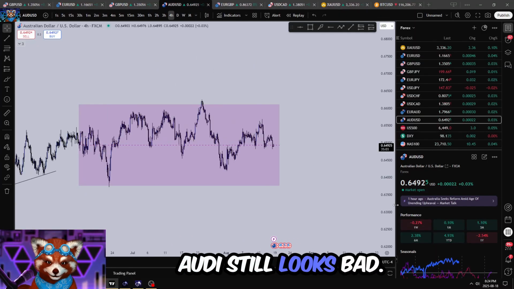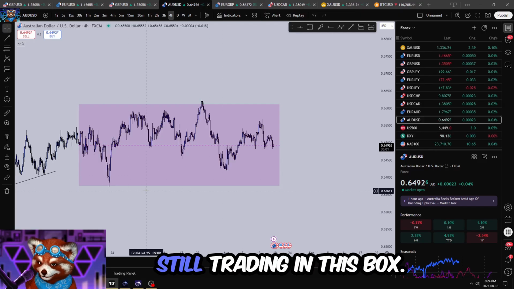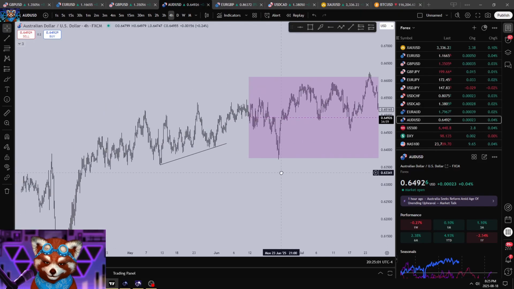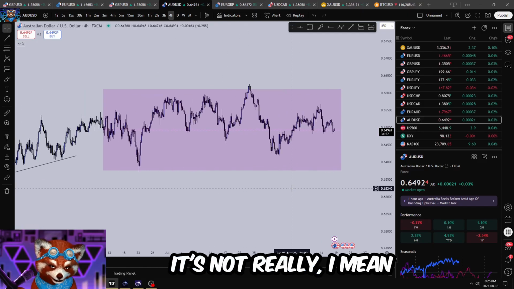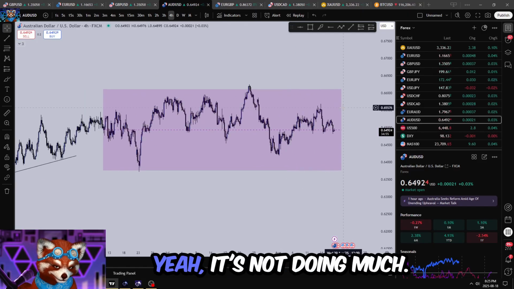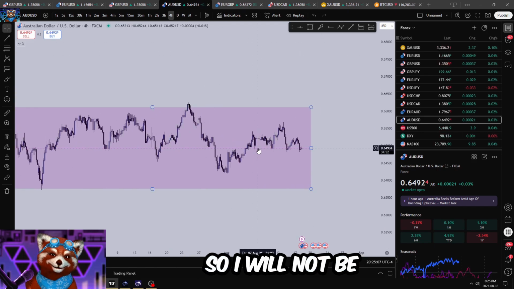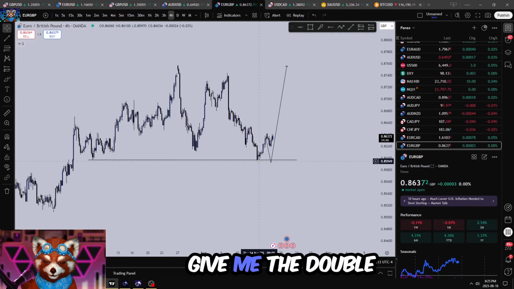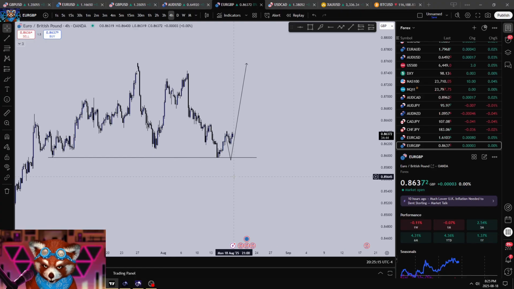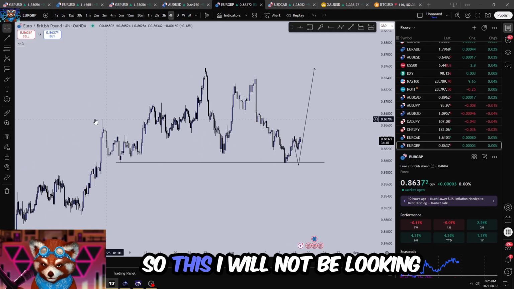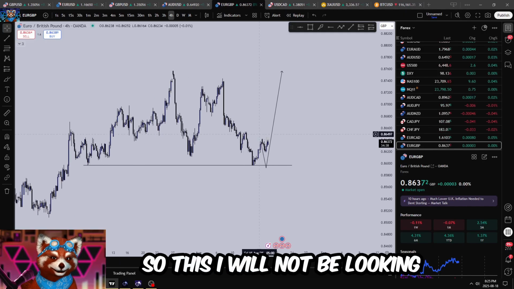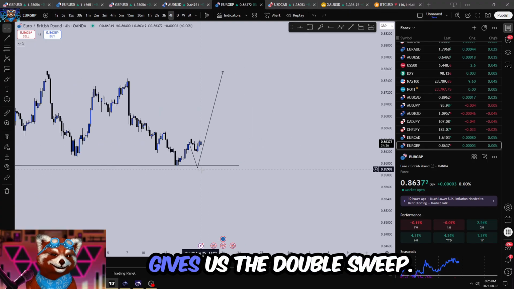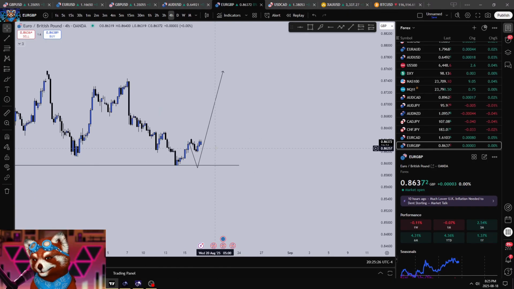Audi still looks bad. Still trading in this box. It's not really doing much, so I will not be looking at that. Euro GBP still did not give me the double sweep that I wanted. So I will not be looking at this too much unless it gives us the double sweep.